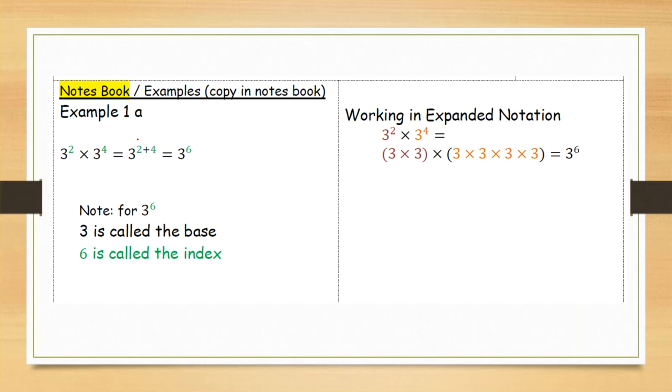The new examples for today's work, if we have 3 squared times 3 to the power of 4, we can add the indices, so the green parts. So 2 and 4 get added together. So 2 and 4 is 6. When we have 3 to the power of 6, 3 is called the base, and 6 is called the index.